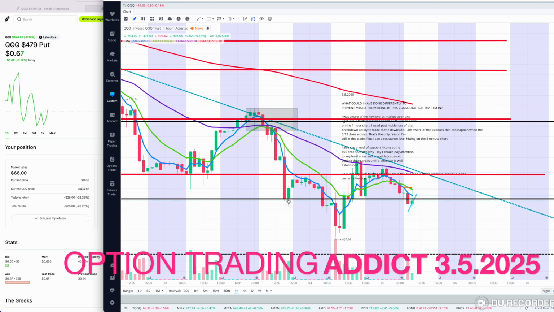We actually hit this area one time, bounced up, broke all the way down, went up again, bounced right here again, second time, went up, came down here for the third time.